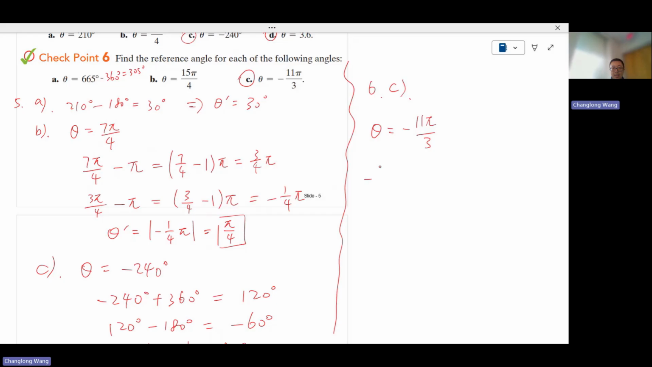So let's say negative 11 pi over 3. I'll add 2 pi. I'll try to keep the fractions. So negative 11 over 3 plus 2, I'll pull the pi out. So 2 is 6 over 3. So this is nothing but negative 11 over 3 plus 6 over 3. All right, so I'm going to get negative 5 over 3.